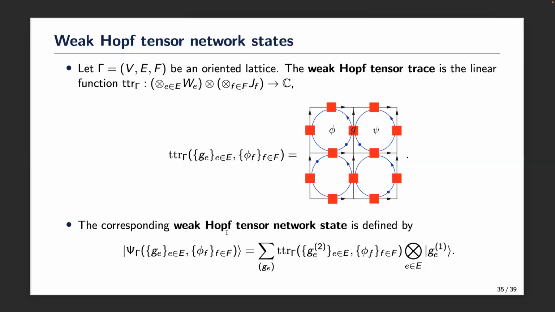So the corresponding state is defined by, well, you actually keep all the labeling on the edge, but you use the second component on the edge to form the coefficient with the face labeling. And then you keep the first component of the edge labeling in here. And this will give the corresponding state in this tensor network state.